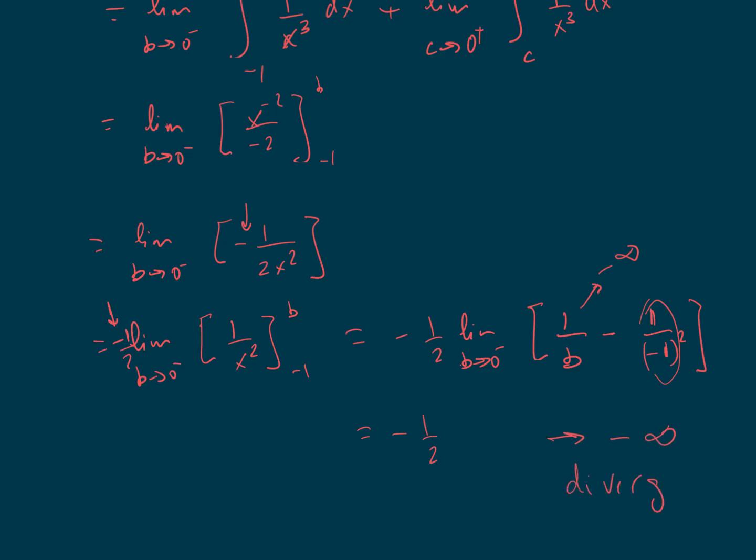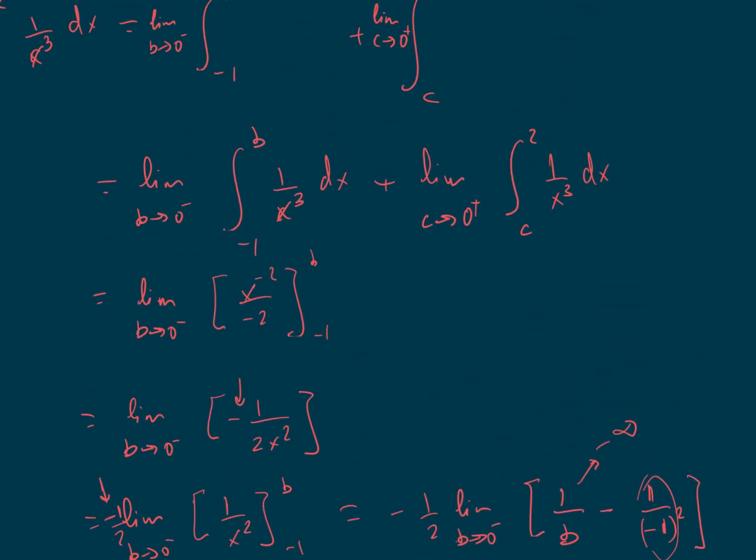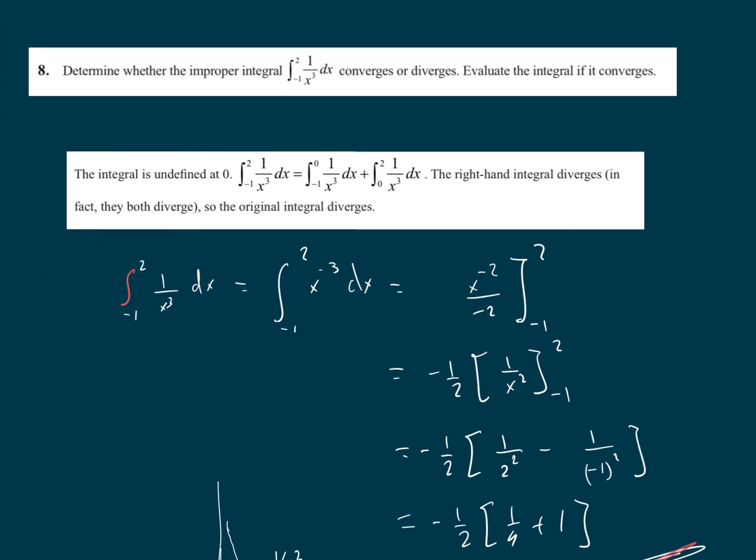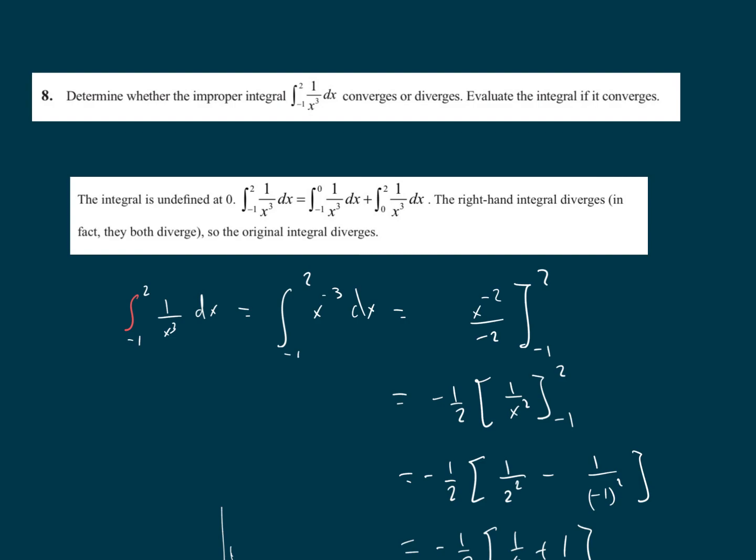And the other side of the integral will also diverge. When you do the integral when c goes to 0 plus, from 0 to 2, it will diverge also. So at the end, the integral will diverge, and the total result is divergent. Wow, very short, huh? Very short. Okay, let's do the next problem.